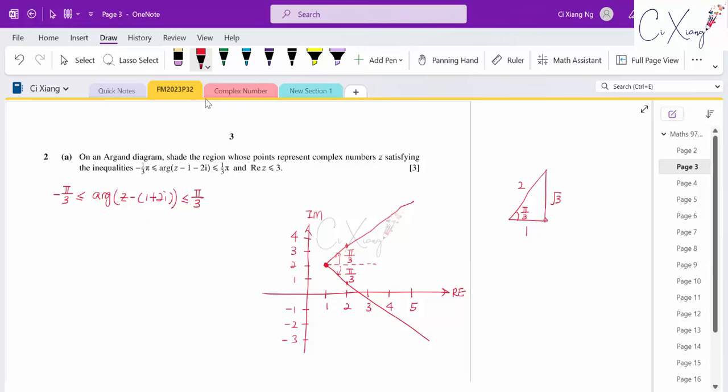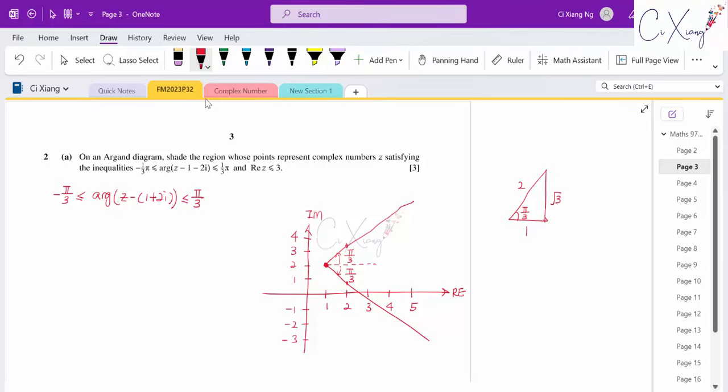According to our inequality, it is negative because we are measuring it in the clockwise direction from the horizontal line. So this is how we sketch the two lines here for this inequality that involves the argument.